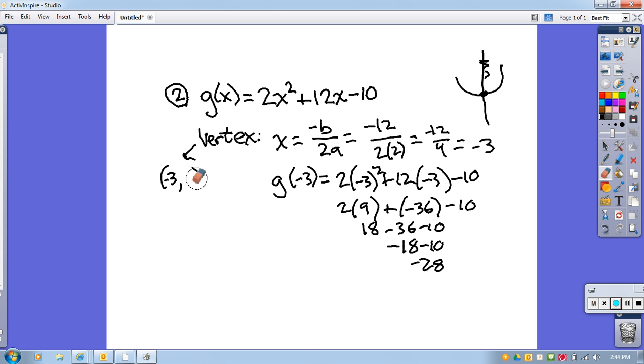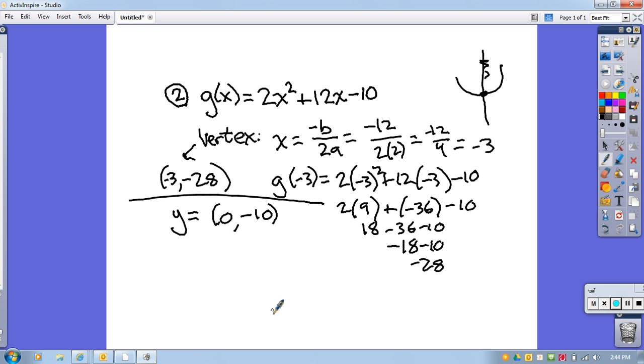I'm going to give myself a little bit of space over here. Negative 28, so that's that part. Now let me do the x and y intercepts. The y-intercept is pretty simple and straightforward. The y-intercept is when x is 0, what's y? Well, let x be 0. This term goes to 0. This term goes to 0. It's just negative 10.